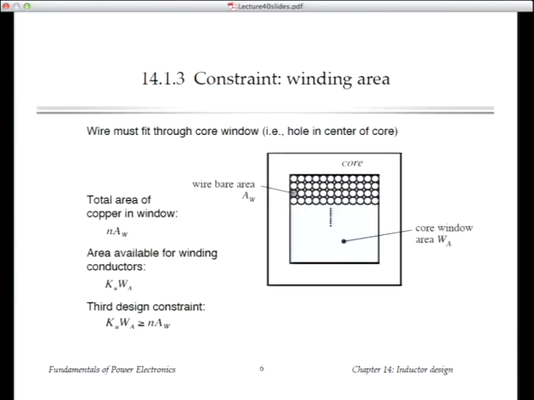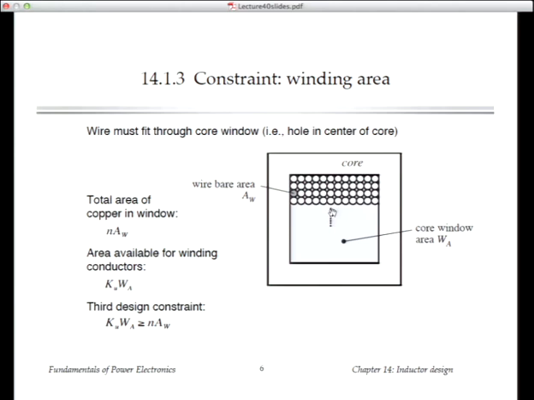Next constraint is the winding area. So I drew this core that looks like this, and there's a hole in the middle of the core that we call the window of the core. And the core has a certain window area that we're going to call WA. And the constraint here is that the turns of wire we're going to put in the core have to fit inside the window. This is a simple, dumb thing, but it's very important because you can't put bigger wire than fits. And it's a constraint on how much resistance and how much loss our core will have.